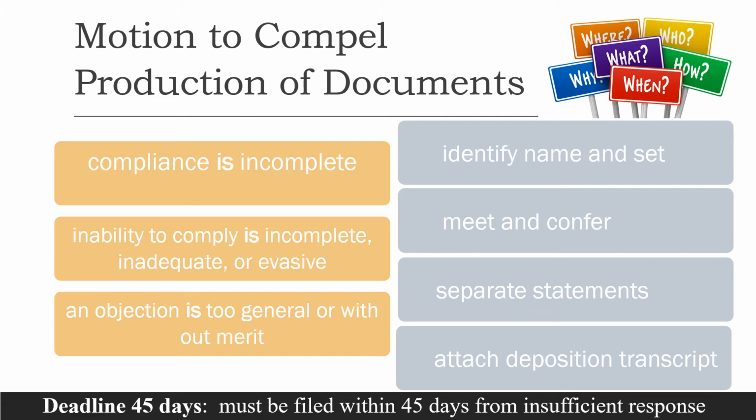Grounds for the motion. The party must move to compel production of documents or things if the respondent agrees to comply but the compliance is incomplete, or the responding party's indication of inability to comply is incomplete, inadequate, or evasive, or three, the objection to the request that is made is too general or without merit.